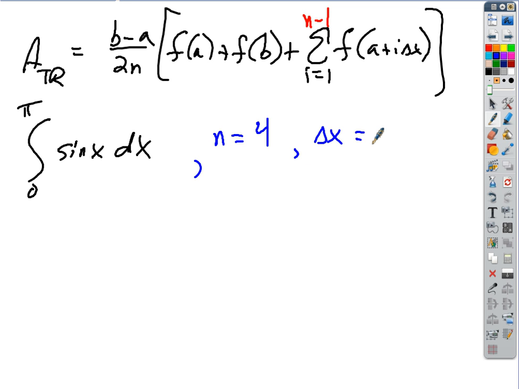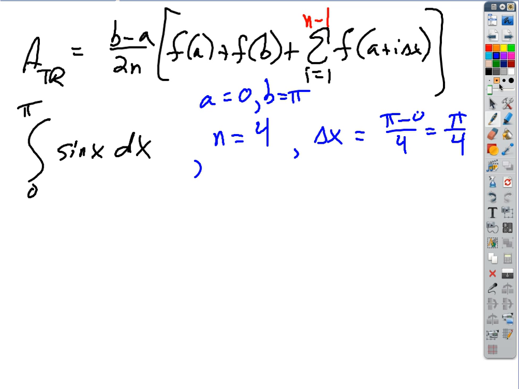So the prediction that the trapezoidal rule is making then is that this is about equal to pi minus 0 over 2 times 4, times f of a, so sine of 0, right? There's a, plus sine of pi, right? Plus 2 times all the interior pieces.